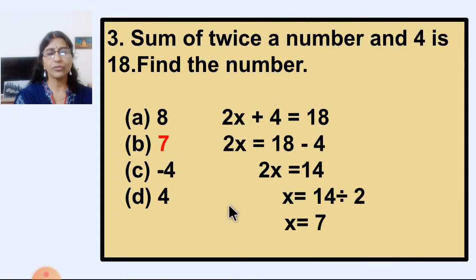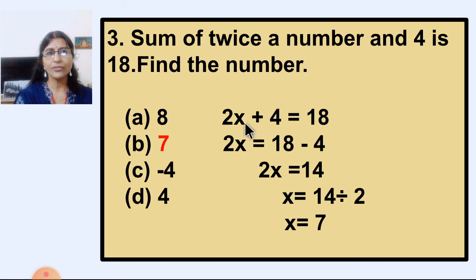Now next, one more MCQ question. Sum of twice a number and 4 is 18. Find the number. So sum of twice a number and 4. So twice a number, let the number be x. That I have not written because it is not required to write. You have to think, let the number be x. So twice of that number is 2x plus 4 is equal to 18.